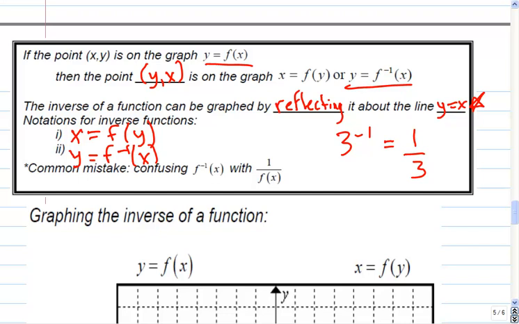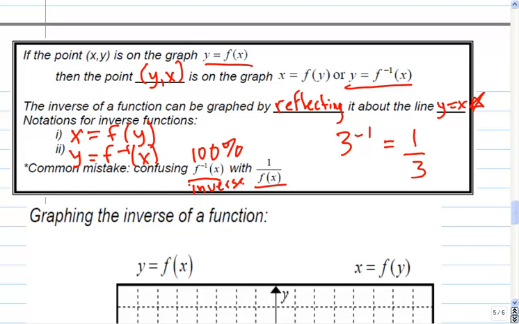The problem is, if you go from this one to this one, that's a different graph. We're going to learn about this one later in our unit. So students switch them by mistake sometimes. Okay? 100% of the time, this means inverse.